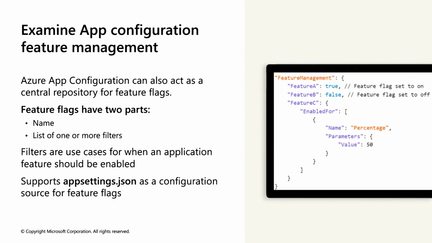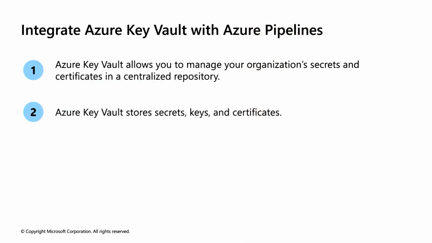Azure App Configuration isn't just for storing settings, it's also a central hub for managing feature flags. As discussed earlier, feature flags are simple switches that let you turn on application features without redeploying your code. Each flag has a name and a set of filters which define when and for whom the feature should be enabled. For example, you might enable a new feature for only 50% of users by setting a percentage filter, or target specific groups for early access. This flexible system can also support using appsettings.json as a source, making it easy to integrate with existing .NET applications.